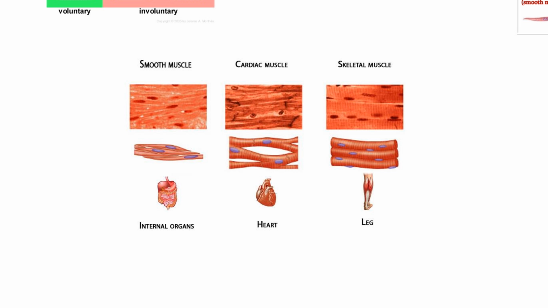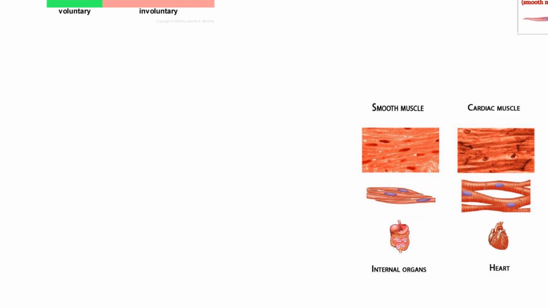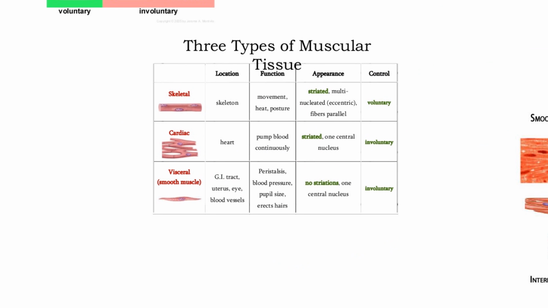Very good diagram here. Then I wanted to end with one that's really good that you should study and pause because it's got some function listed with it. So here's the three types of muscle: skeletal, cardiac, visceral. Sometimes smooth muscle is called visceral. It gives nice little location: skeleton, heart, and then there's a lot of places where that smooth muscle is found.